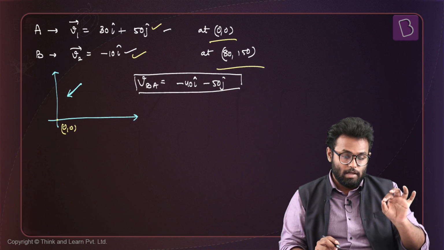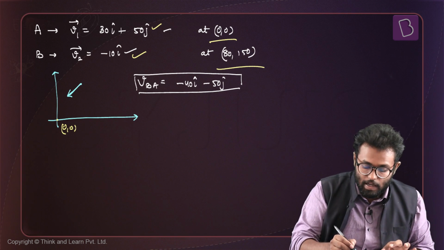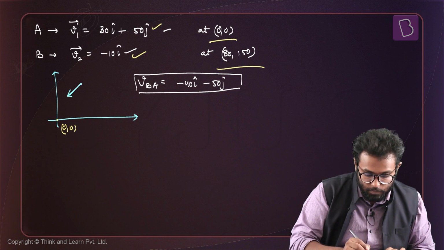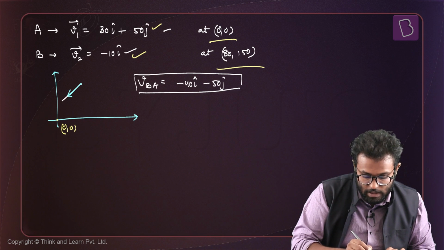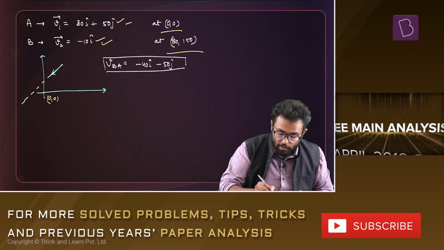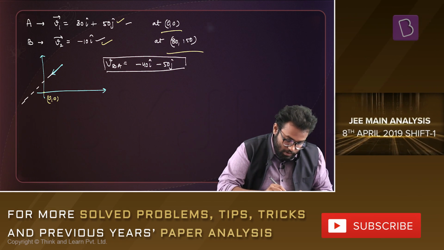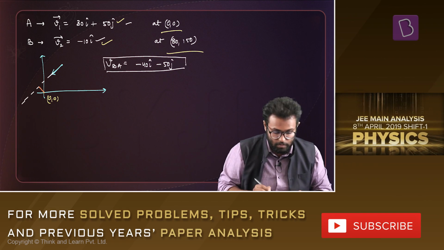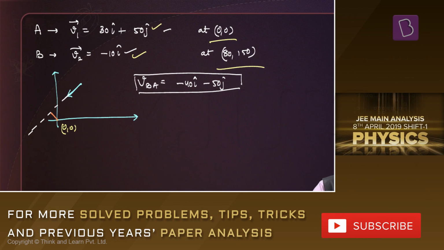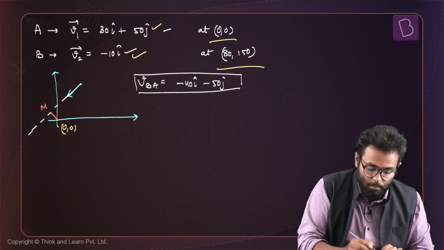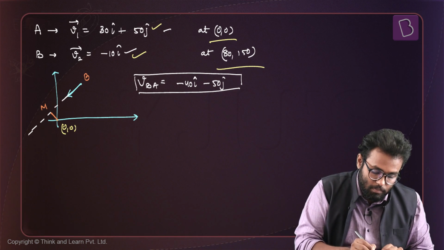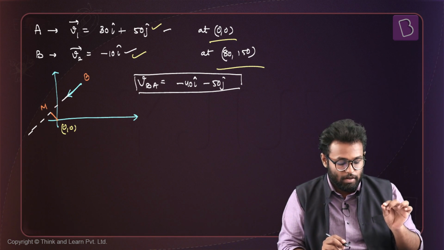Now it's easy to find how much time it will take for this minimum separation. So how will I do this? Because the velocity is in this direction, it will keep moving like this. So this point here is the point of minimum separation. Let's call this point M. From this point B, how much time does it take to reach M? That's what we have to find out.